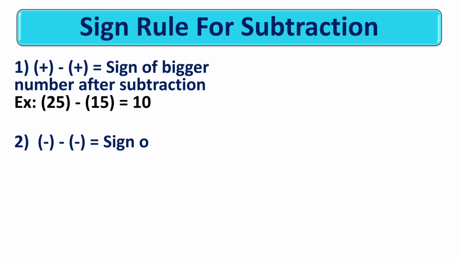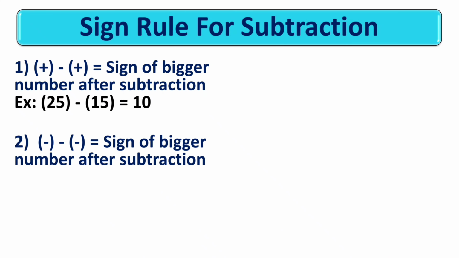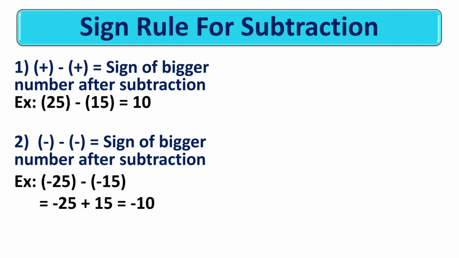Second rule is when two negative numbers are subtracted, we get a number with sign of bigger number after subtraction. Here minus 25 minus 15 equals minus 25 plus 15 as minus multiplied by minus is plus. To understand sign rule of subtraction, you must know sign rule for addition and multiplication. Here we get minus 25 plus 15 equals minus 10.